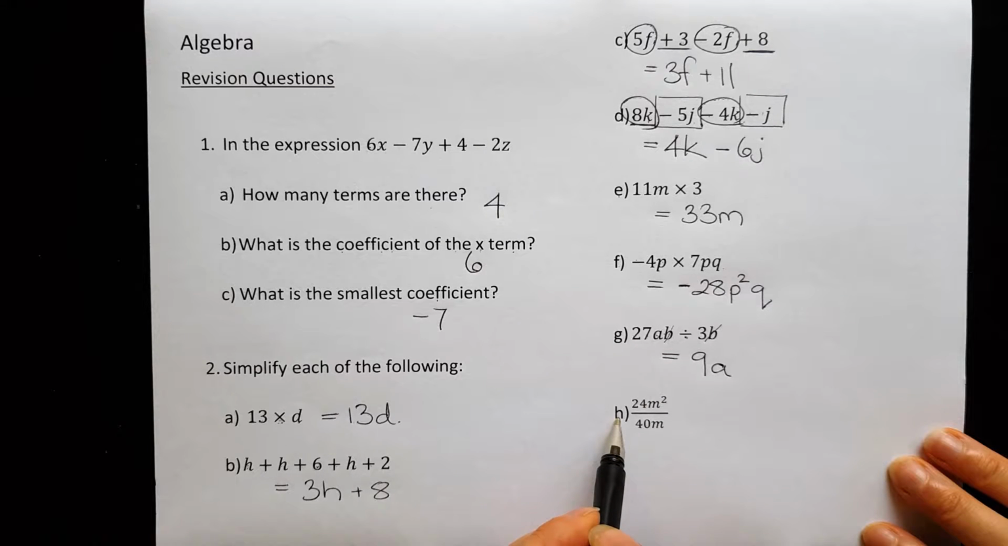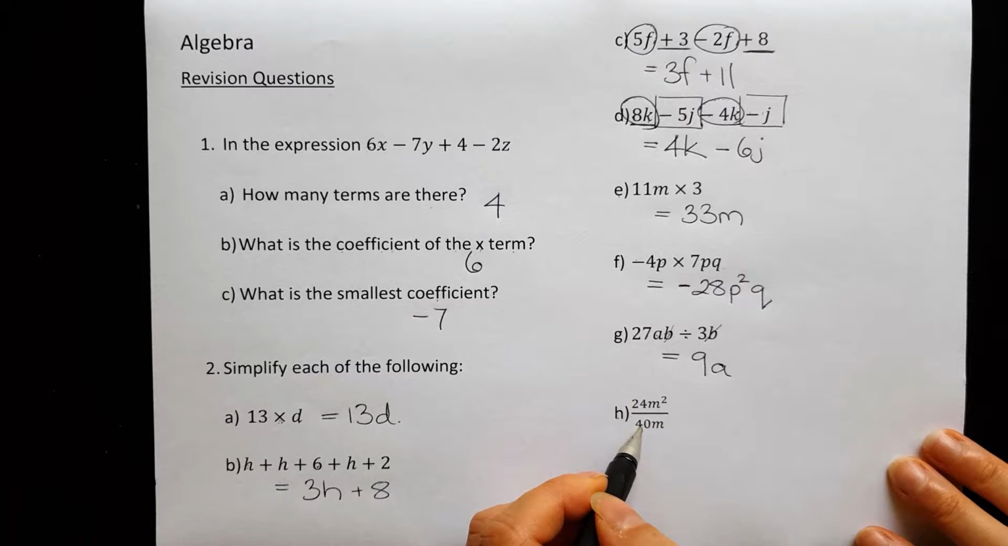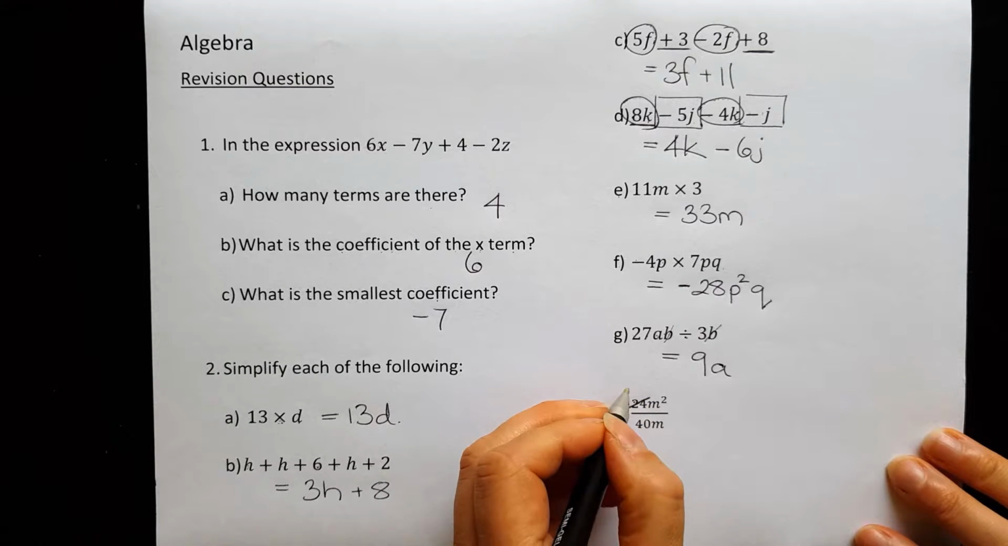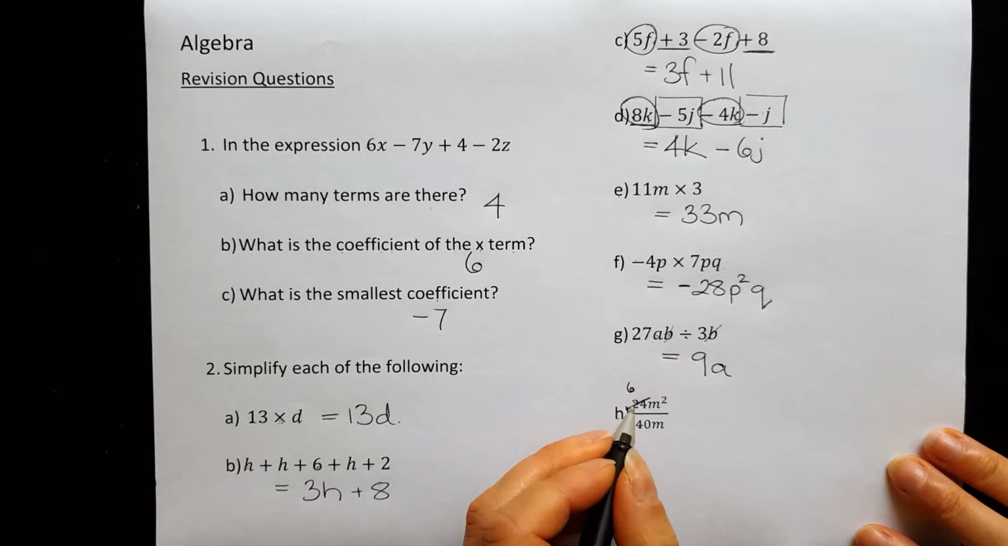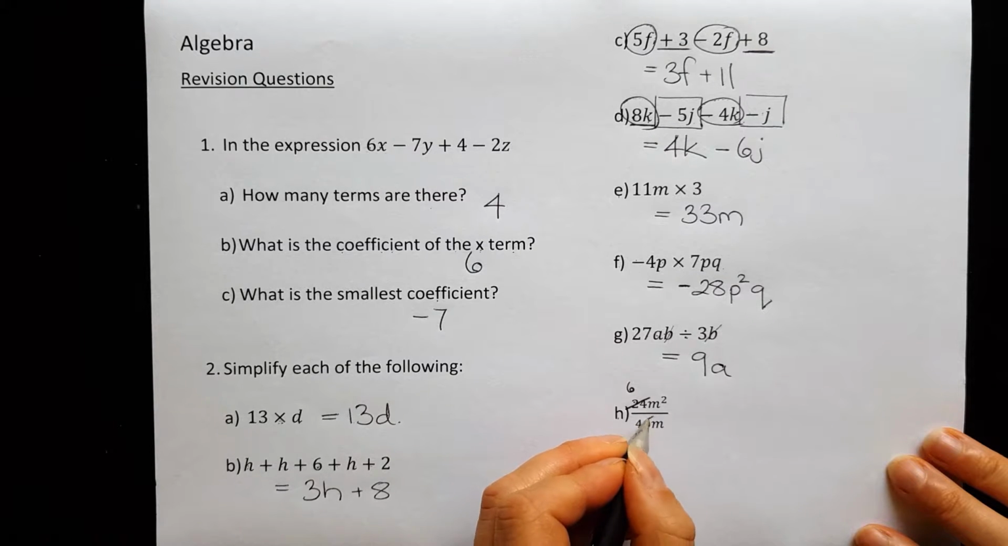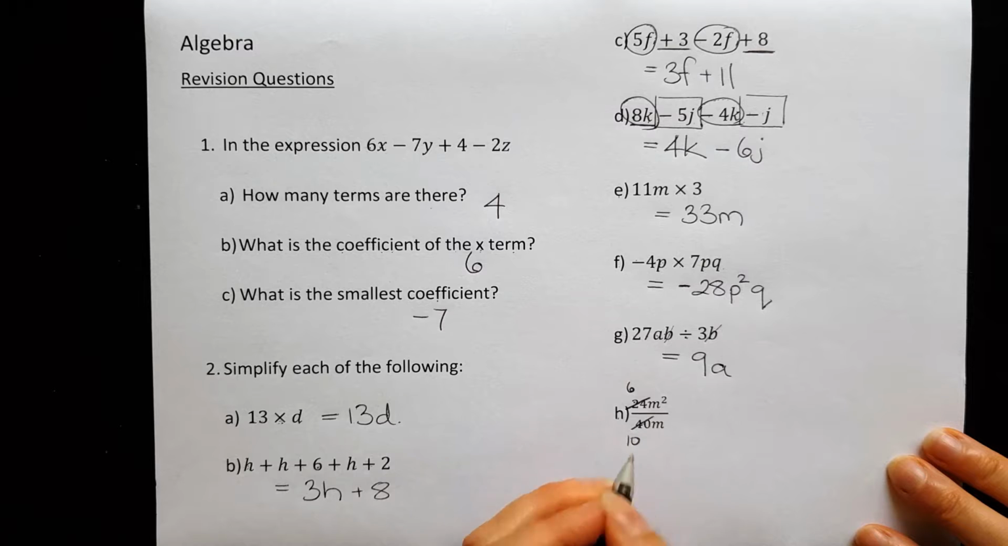Divisions can also be written as fractions. When we have it written like this, we look for numbers to divide to simplify these by. 24 and 40, we could divide by 4. If we divide 24 by 4, we get 6. If we divide 40 by 4, we get 10.